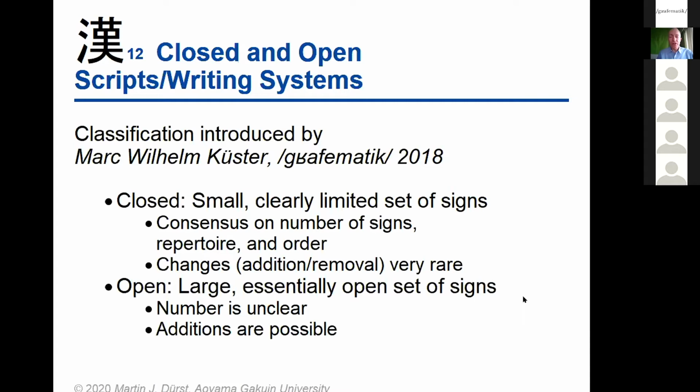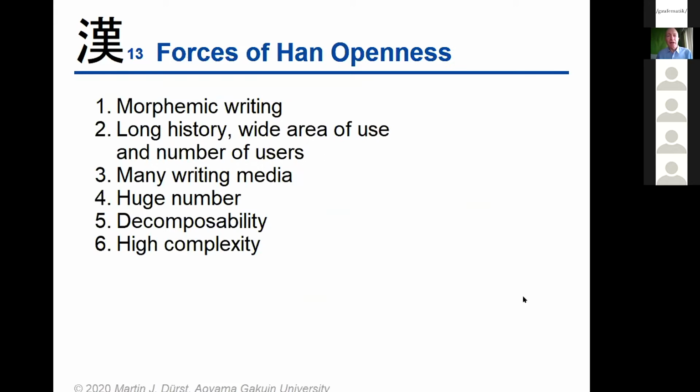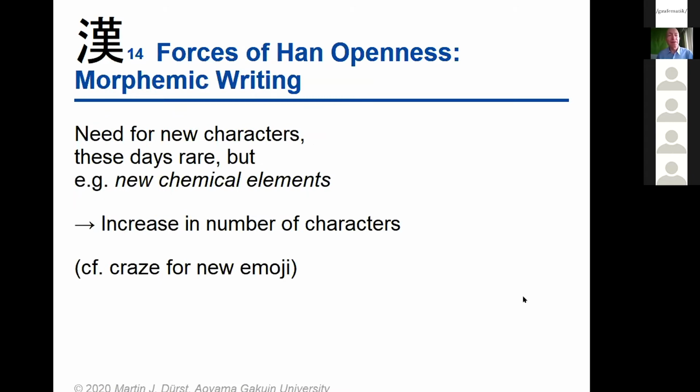And changes are very rare. And open writing systems are large, essentially open sets of signs. The number is unclear and additions are possible. Now, Han is definitely an open writing system, and I started to analyze the forces of Han openness. The first force is morphemic writing. The characters are essentially morphemes. The need for new characters is rare these days, but it can happen.